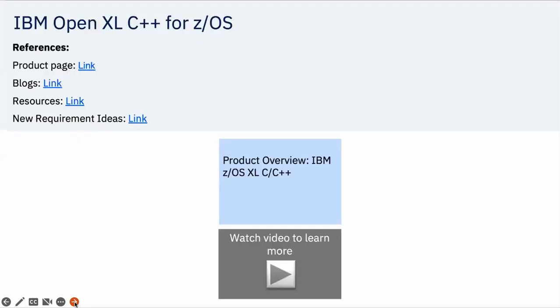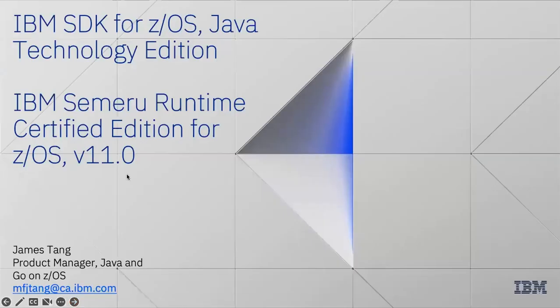Let's move on to the next one. So here's some of the things, and I'm going to be transitioning to hand it over to James so that he can talk about Java and Go. Okay, thank you, Roland. My name is James Tang, and I'm the product manager for Java and Go on z/OS. Now, I will take you through Java first, and then I'll talk about Go.